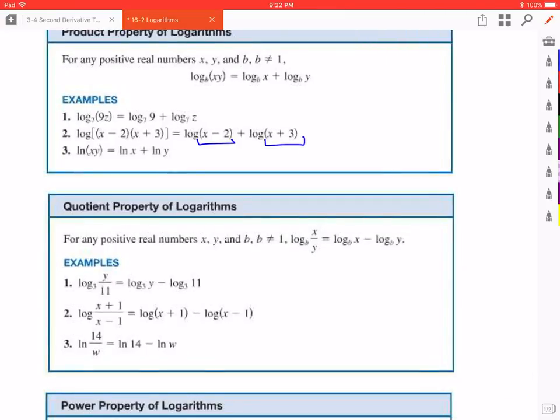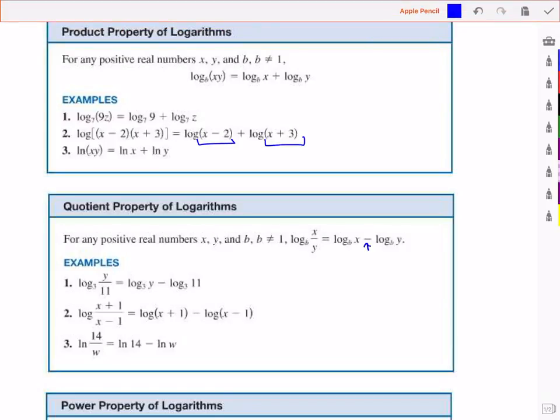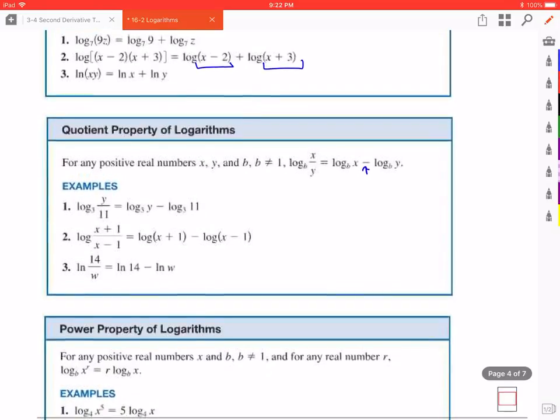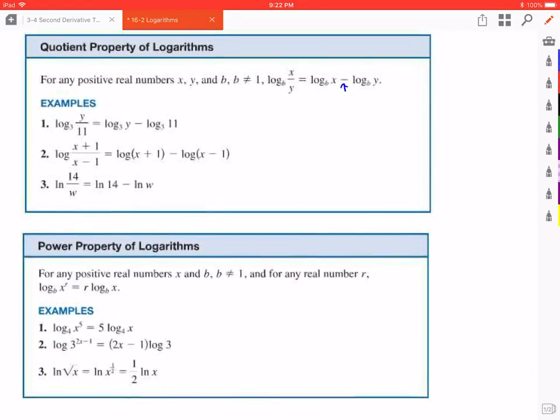The quotient property: if you'll remember in exponents, when you're dividing, you're going to subtract the exponents. So here, if you're taking the log of a quotient, something that you're dividing, you're going to expand it by subtraction. And again, here are some examples. Log base 3 of y over 11 is log base 3 of y minus log base 3 of 11. And we've got log of x plus 1 over x minus 1 is log of x plus 1 minus log of x minus 1. And natural log of 14 over w is the natural log of 14 minus the natural log of w.